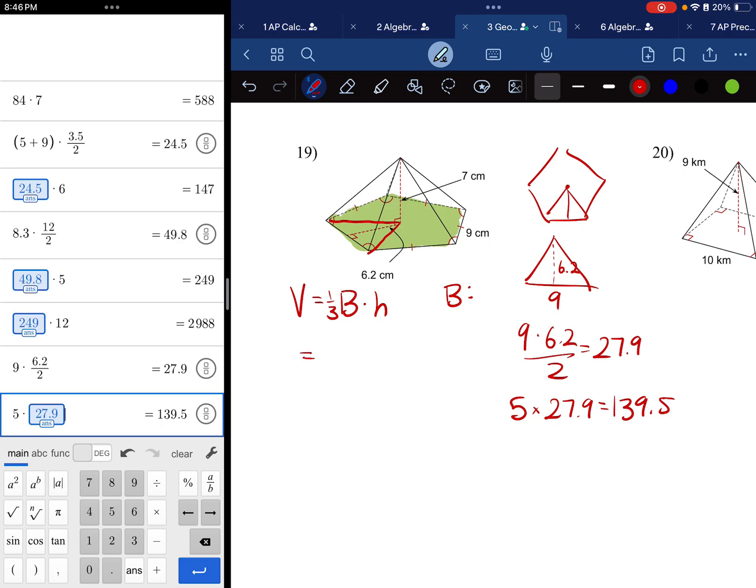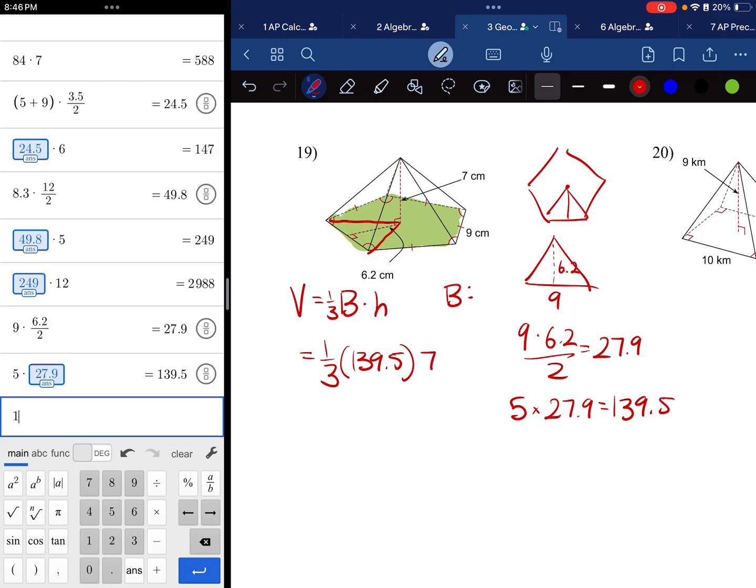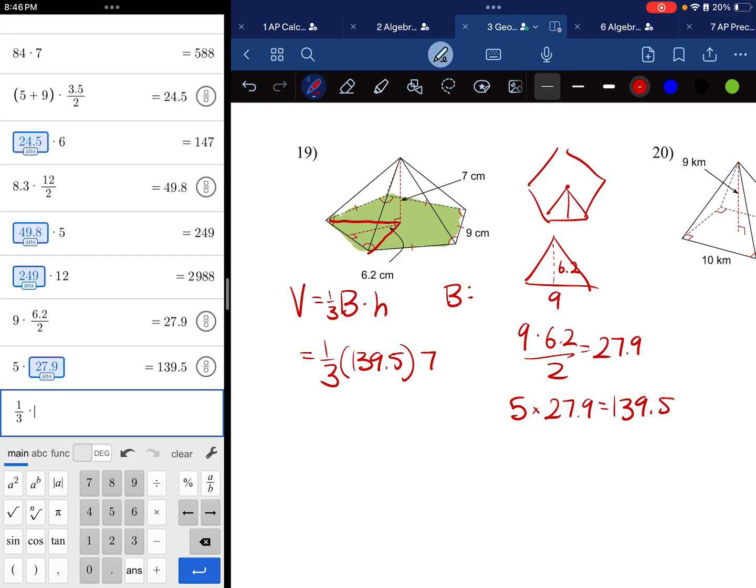All right, so therefore we have our base. I can plug this in. This is going to be 1/3 of the base, which is now 139.5, and I'm going to multiply by the height. The height here is clearly 7 coming up from the center. I can just type this into the calculator, right? So I can say 1/3, and I'm going to multiply that by our answer, and I'm going to multiply that by 7, and I get 325.5. Units here are going to be centimeters to the power of 3.